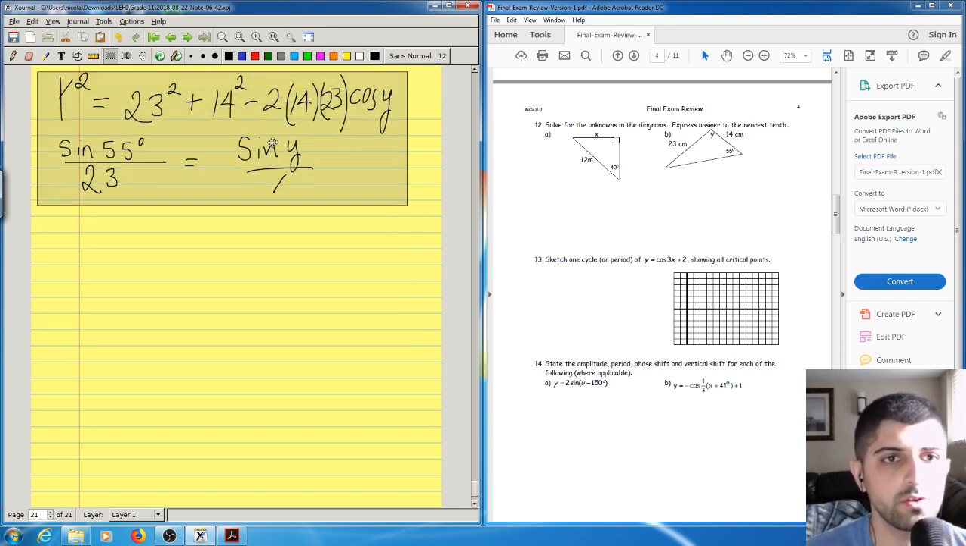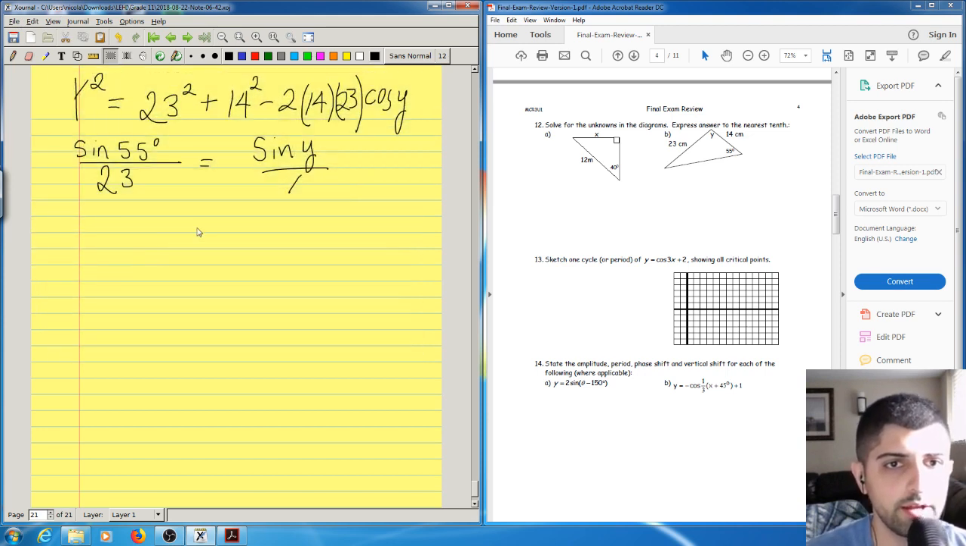Okay, so I will have to isolate for one of the variables and solve for the other. Now, obviously, I want to find lowercase y. So I will isolate for capital Y, plug it into the first equation, and then solve for lowercase y. So let's do that.